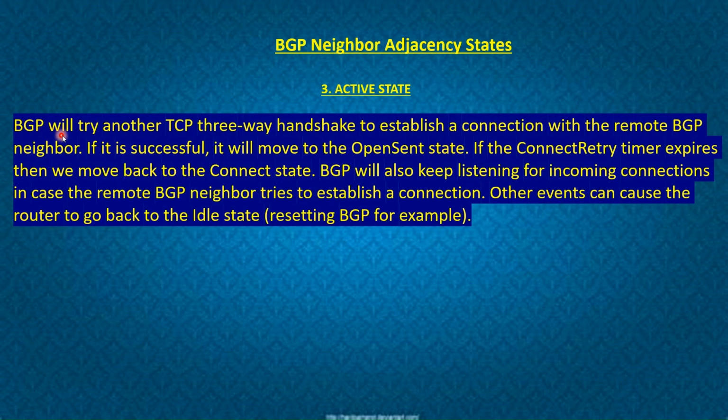Here in the active state, BGP will try another TCP three-way handshake to establish the connection with the remote BGP neighbor. If it is successful, it will move to the open sent state. If the connect retry timer expires, it will move back to the connect state. BGP will also keep listening for an incoming connection in case the remote BGP neighbor tries to establish one. Other events can also cause the router to go back to the idle state, like resetting BGP, for example.